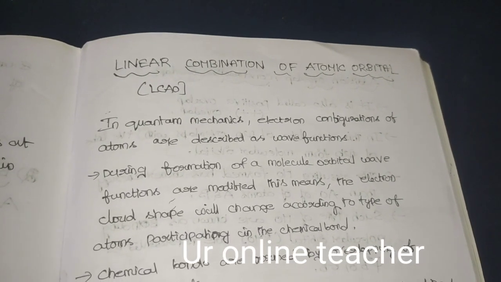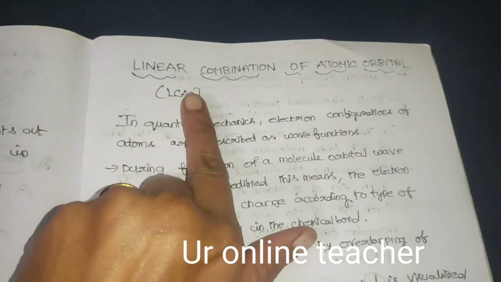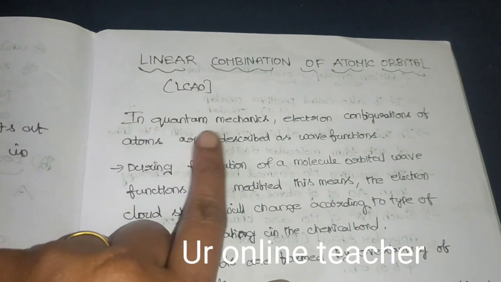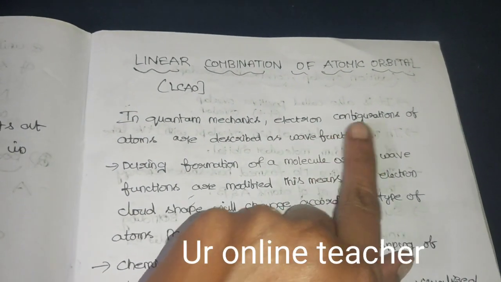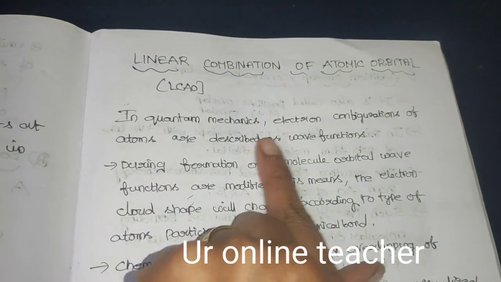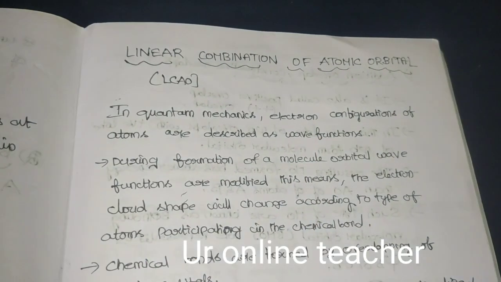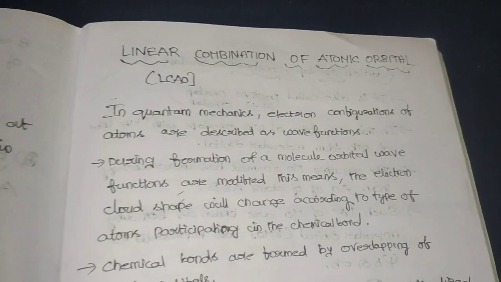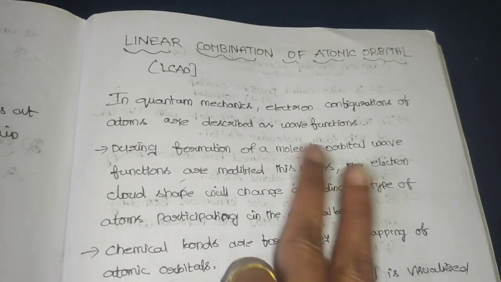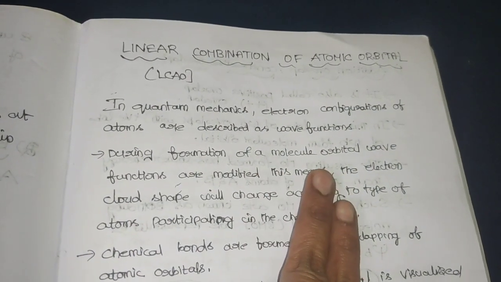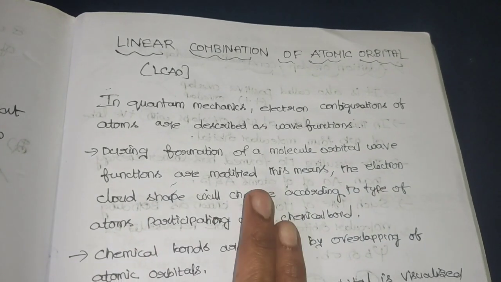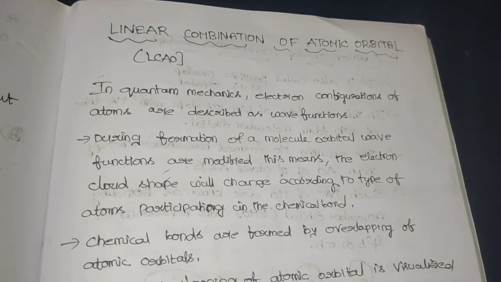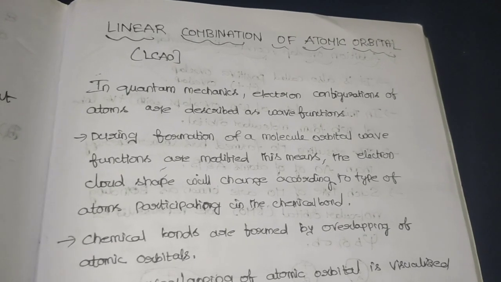How is it formed? What is this concept? Let's understand. Linear combination of atomic orbitals, its abbreviation is LCAO. In quantum mechanics, electron configurations of atoms are described as wave functions. Whatever electronic configuration we write for the atoms is described here as wave functions. During the formation of a molecule, orbital wave functions are modified. When these atomic orbitals combine to form a molecule, these wave functions will change.